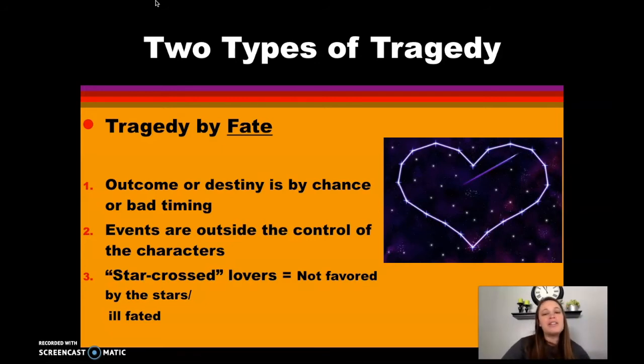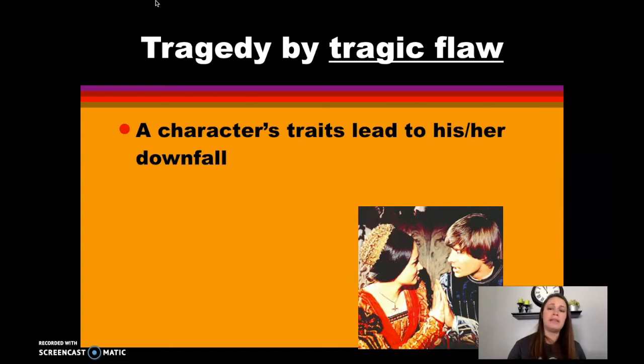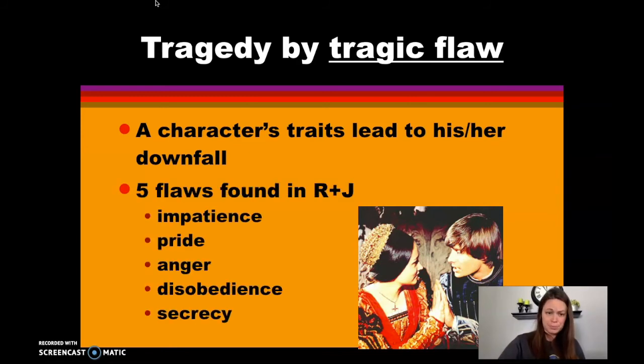The other type of tragedy that's really important is a tragedy by tragic flaw. Romeo and Juliet is also a tragedy by tragic flaw. That is in which the character's traits lead to his or her own downfall. Some flaws found in Romeo and Juliet, I'm sure there are more, but here are the big five. Romeo and Juliet are both very impatient. Very, very impatient. They rush into things. Another one is pride, and this is a big one for Romeo, and it's also a big one for some of the other characters, like Tybalt, and we'll get to all those later.